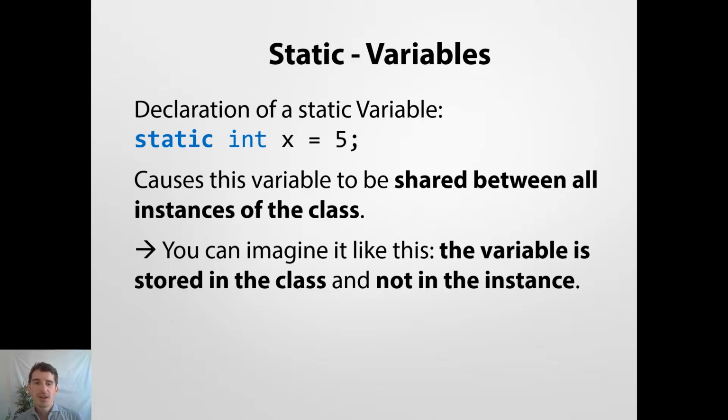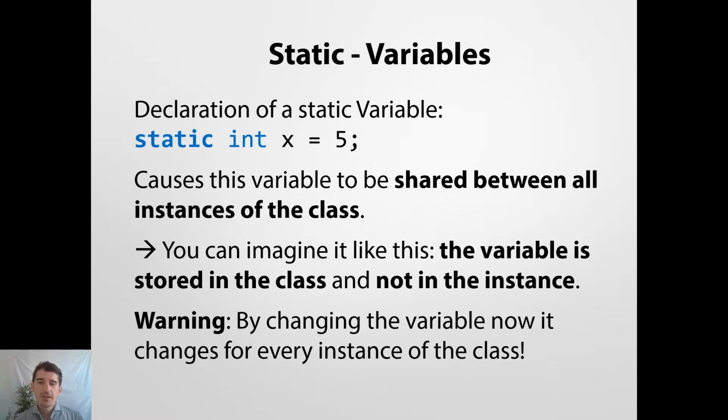So you can imagine it like this. The variable is stored in the class, not in the instance. And that should sound strange if you're familiar with object-oriented programming, because classes are very abstract concepts that don't really exist in our runtime, okay? The only thing that usually exists are instances. But if you use the static keyword on a variable, you can imagine it like it's stored in the class. That's why it's shared between all instances, okay?